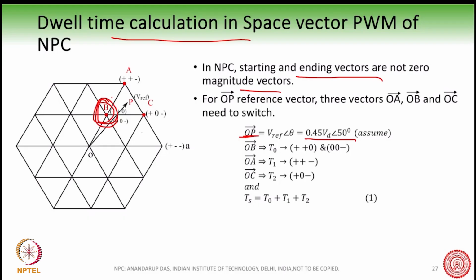So we are going to switch the OB vector for T0 time, which will be split into T0 by 2 and T0 by 2. And the OA vector is for T1, which is plus plus minus, and OC is plus 0 minus. Okay, and of course we have this condition TS equal to T0 plus T1 plus T2.